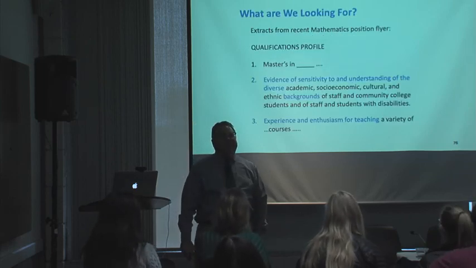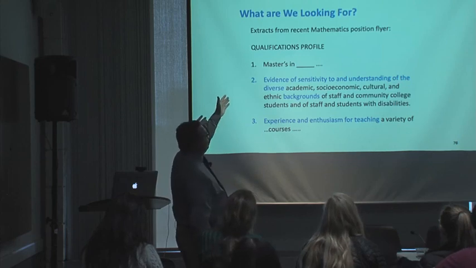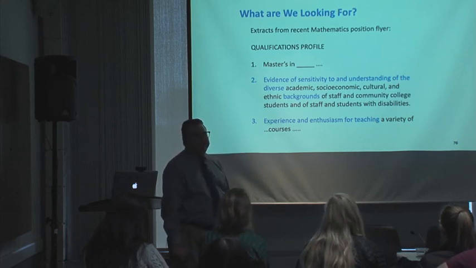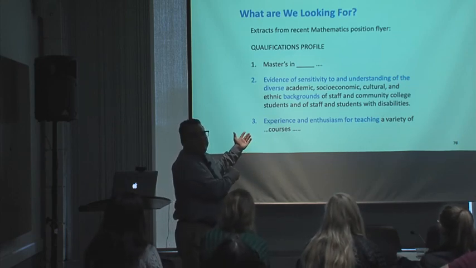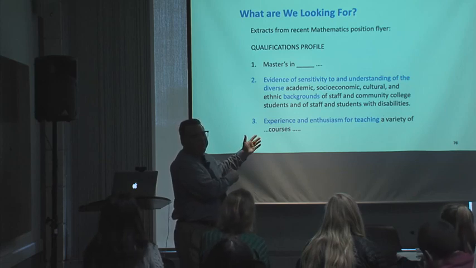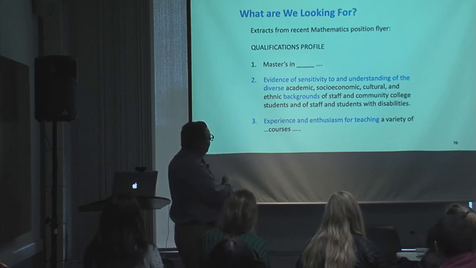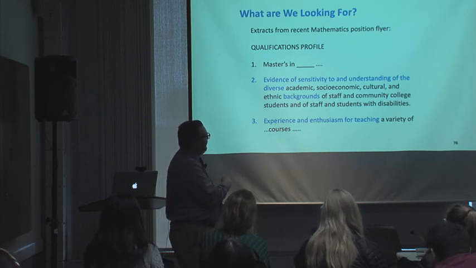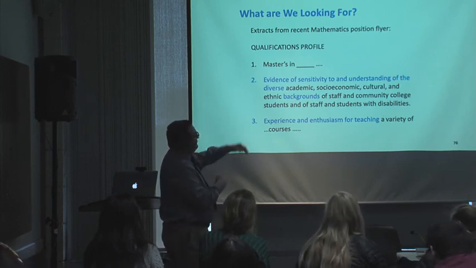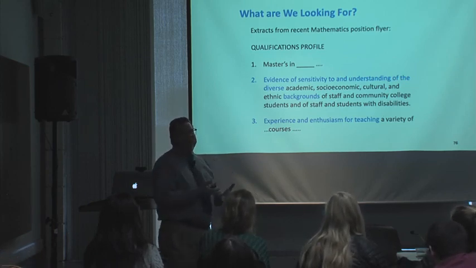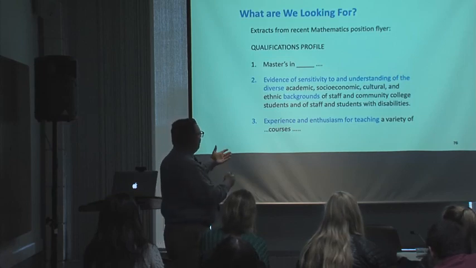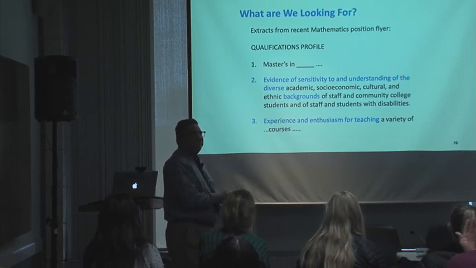So what are we looking for? First, master's in whatever, usually, or equivalent. This is from the application for math that closed a few weeks ago, and they're in the process of going through the applications now. Second, evidence of sensitivity, understanding of diverse backgrounds. Third, experience and enthusiasm for teaching.